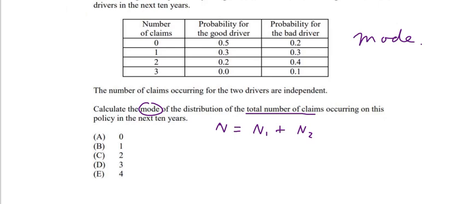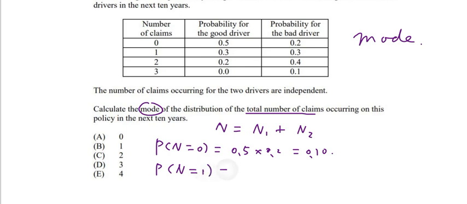For this one, we just check. Okay, so N equals 0. What is the probability that N equals 0? So for N equals 0 it is easy. Just N1 equals 0 and N2 equals 0, right? So just 0.5 times 0.2, equal to this. Then N equals 1.